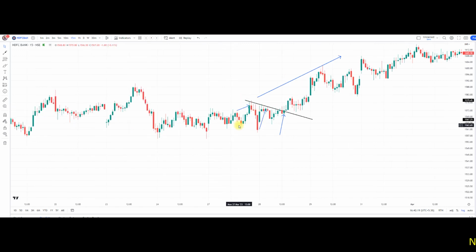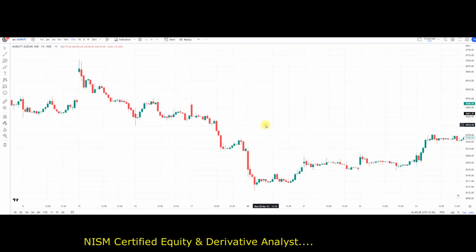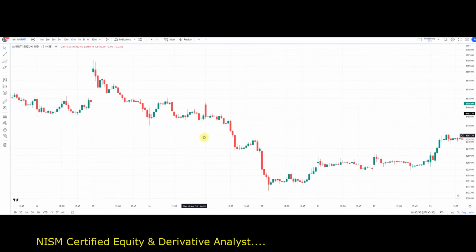All right, so this is how we have to draw for 15 minutes. Whatever the time frame is, it doesn't matter. We have to connect the body or wicks of the candles and draw the trend line. But touches should be more than 3 or 4. Then it will be very, very powerful. Now we can see some stocks. How can we trade using the trend line?